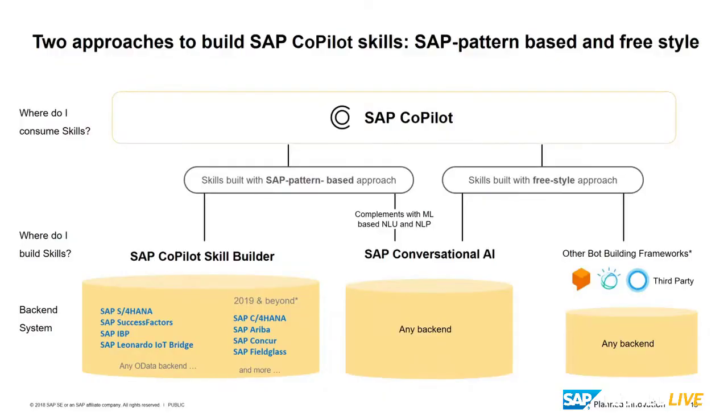Okay, so now let's come to the extension part and how we can also integrate chatbots from other areas. So we have basically two ways to build a skill. I've already mentioned we have the pattern-based with OData services, or freestyle using SAP Conversational AI. And this kind of visualizes it. So basically, SAP CoPilot is where you consume, so what the user sees. If it's accessing an SAP system, then we recommend, of course, using the skill builder, the OData services with the annotations. But you can also plug in chatbots that you've built with SAP Conversational AI from accessing any backend.